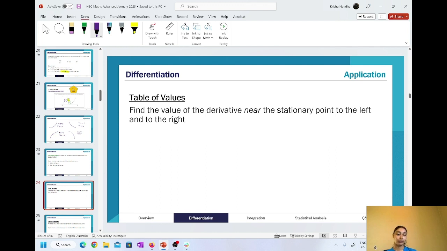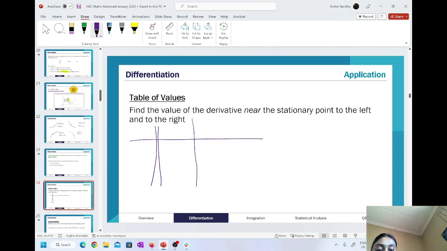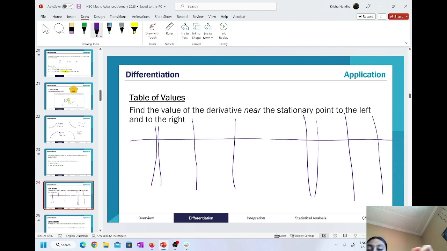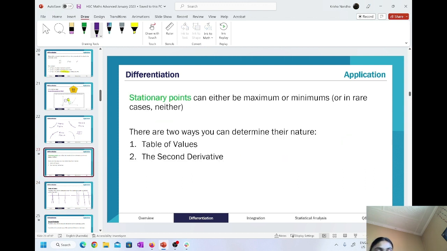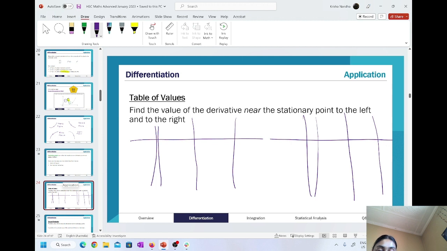Okay, so we've got the table of values. Find the value of the derivative near the stationary point. So next to it, to the left, next to it, to the right. Okay, so we'll have like, obviously it'll look a bit nicer for you guys because you're not drawing on a screen. Okay, so we'll actually write proper numbers. So let's say, actually, no, I won't write proper numbers, but just know that they should have proper numbers.